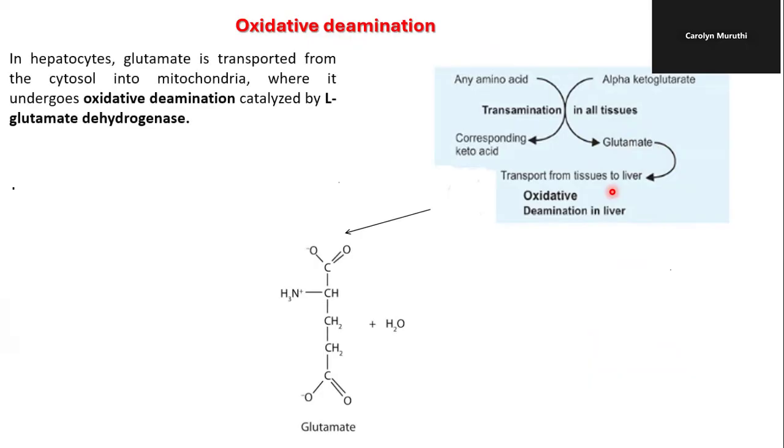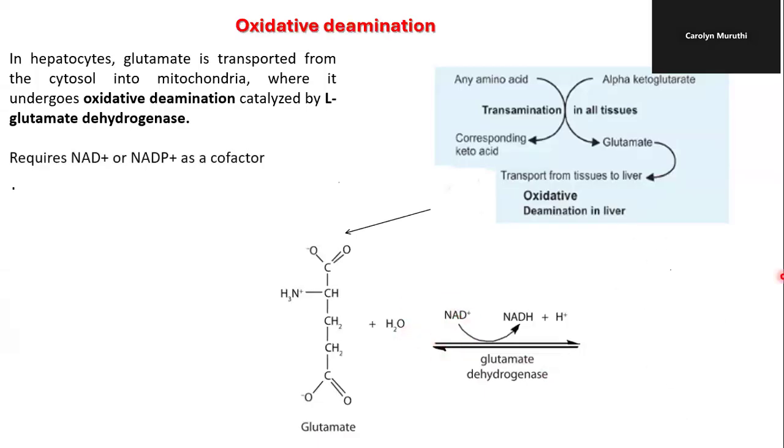So when you're talking about oxidative deamination, the glutamate formed after transamination is then transported to the liver where it undergoes oxidative deamination. And this process is catalyzed by glutamate dehydrogenase, where we have NAD+ picking up 2 hydrogens in the presence of water. So they act as cofactors, so it can be either NAD+ or NADP+, to give rise to alpha ketoglutarate and ammonia.